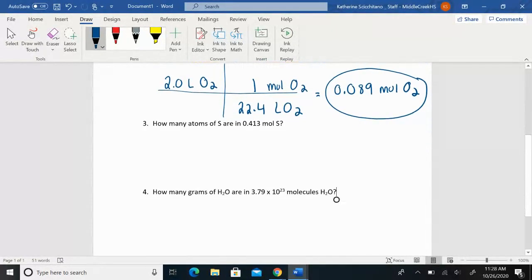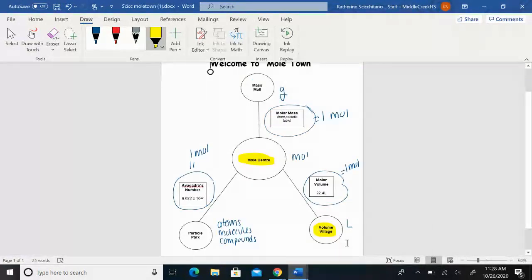All right, next one. Here it says how many atoms of sulfur are in 0.413 moles of sulfur. So here we're starting with moles, and the question is asking for atoms. So we go back to our mole town, and we are going between atoms, which is particle part, and moles. So again, that is only one step because we're only going to one new circle.